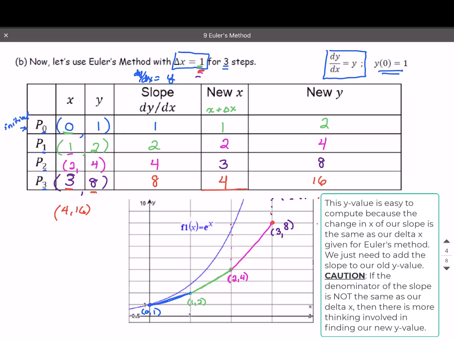And you can see the graph that we're using is made up of all these connected line segments. And you can also see that the further we go from our initial condition, the further away our approximation really is from the actual curve, okay? It gets worse as we get further away.